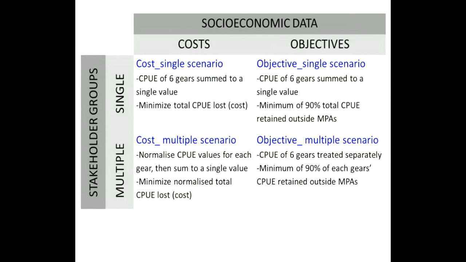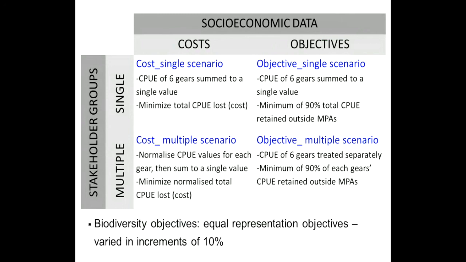But before I go into these, I just want to point out that the biodiversity objective for all of the scenarios was the same, and this was equal representation targets. So, for example, for our lowest biodiversity objective, it was to ensure 10% of the area of each of the 9 habitats was within an MPA. And I actually looked at these scenarios for 8 different biodiversity objectives ranging from 10% to 90% in order to examine trade-offs, and that will become apparent when we get to the results.